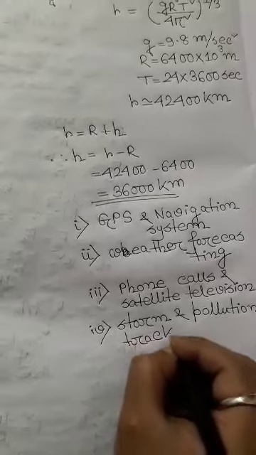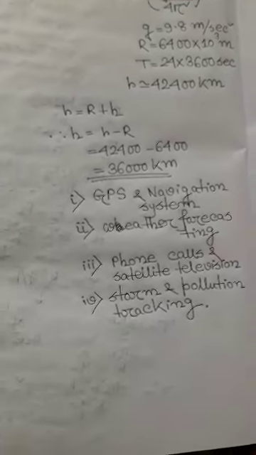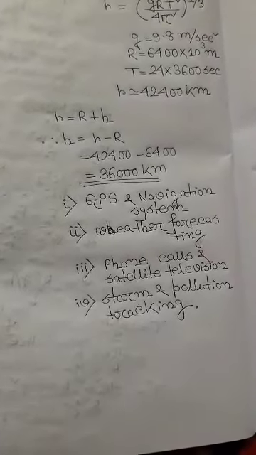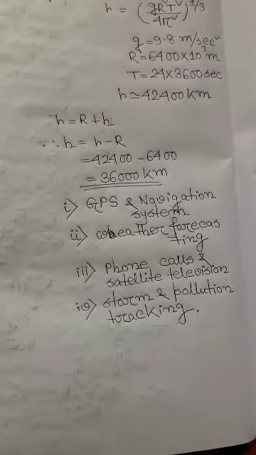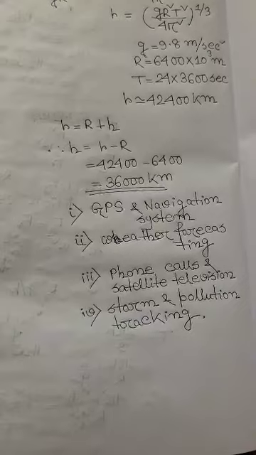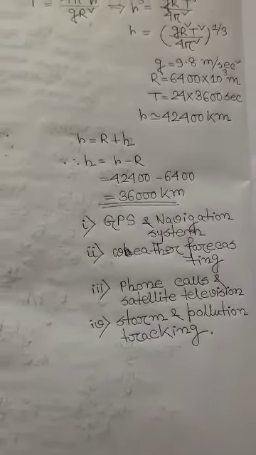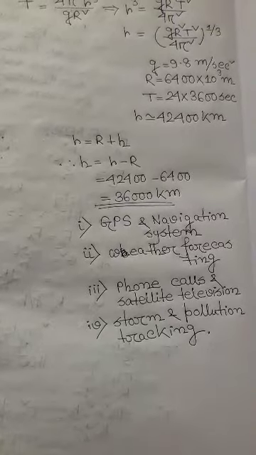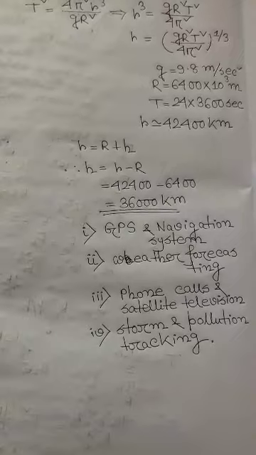So these are the common uses of an artificial satellite that we all know. First of all, they are used in global positioning system and in navigation system. They are used in weather forecasting, in satellite television and phone calls, and they are used to track storms and pollution. So these are the common uses of artificial satellites.